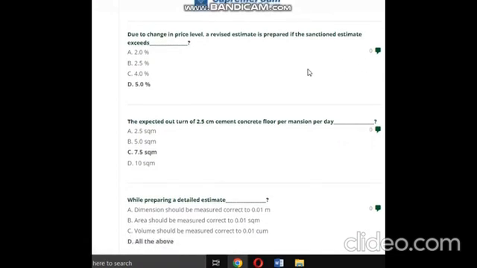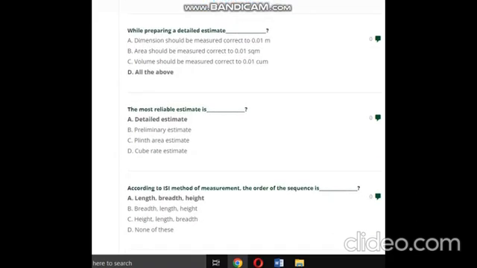Due to change in price level, a revised estimate is prepared if the sanctioned estimate is exceeded by 5%. The expected outturn of 2.5 cm cement concrete floor per mason per day is 7.5 square meter. While preparing a detailed estimate, all of the above.